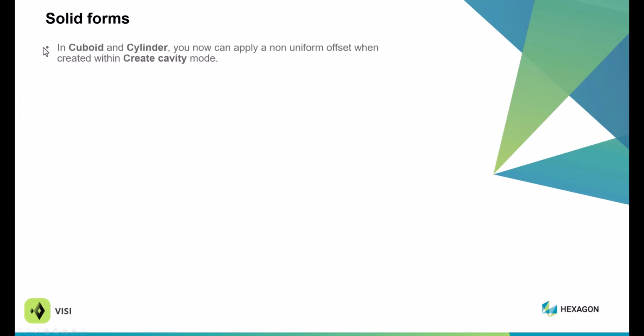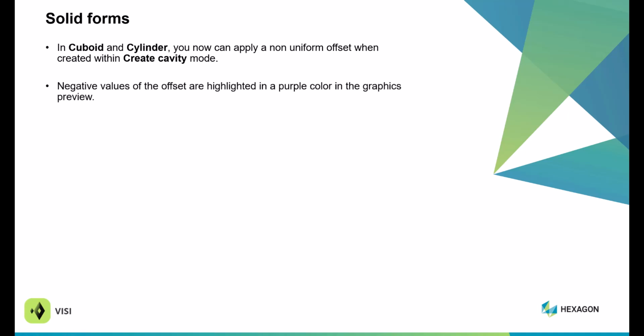So within solid forms, in cuboid and cylinder, you can now apply a non-uniform offset when you're creating the cavities, much like how you would do with bounding box. You can add negative values to the offset and highlight the offset within purple areas within the graphic pane.